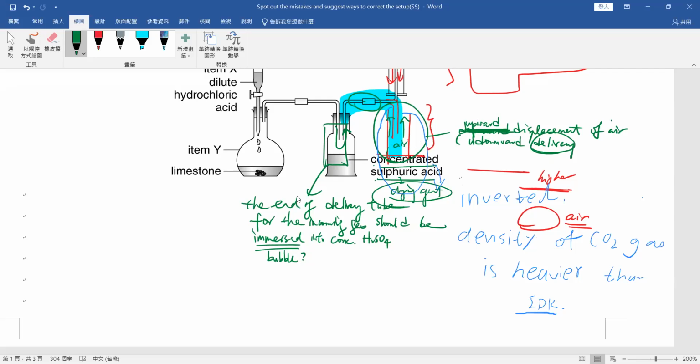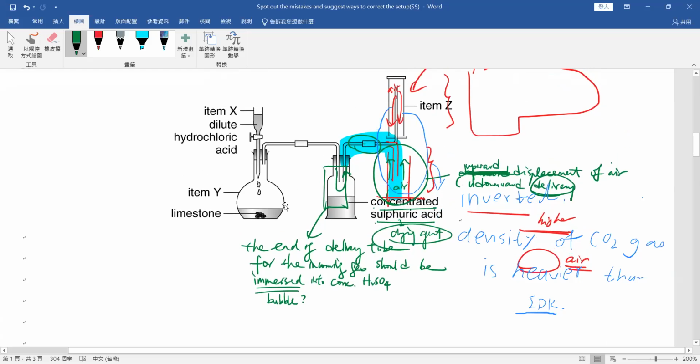So the purpose of bubbling the gas inside the liquid drying agent is to let the two meet, to be in contact. So it aims to dry the gas. Can you get my point? So this is what I would like to talk with you about. If you don't use concentrated sulfuric acid, what other chemicals can be used as a drying agent?